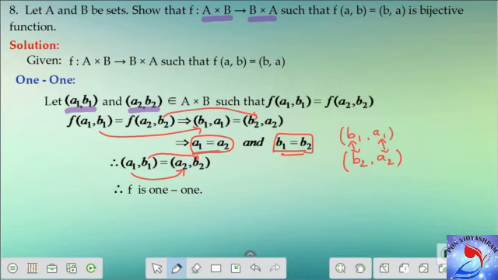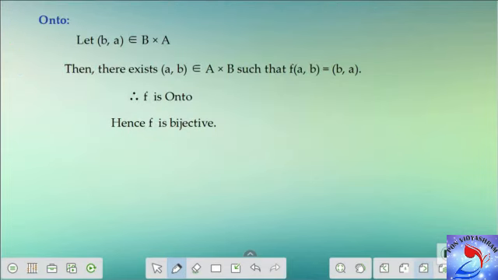Now let's go for checking f is onto, for which let me take an element from the second set, that is B cross A. Now we need to find out whether every element in the second set has a pre-image in the first set or not. Of course, we know that every element will have it because (B, A) is nothing but the flipping of A and B. So automatically we can find an element (A, B) in the set A cross B which satisfies the given condition.